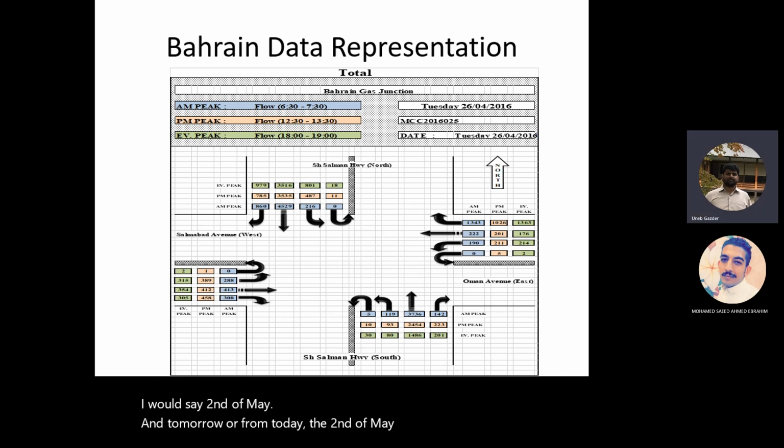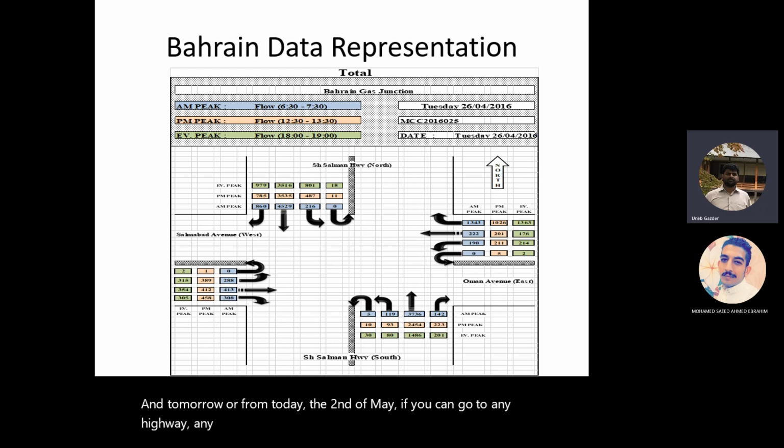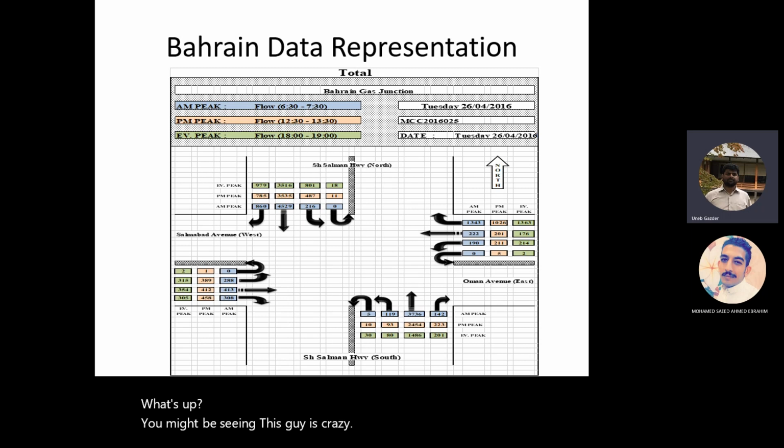If you can go to any highway, any road for 5 minutes, same time every day, you will see a different pattern for traffic. You must be thinking this guy is crazy. Why would we go to a highway during our break? Enough problems at our homes. Anyway, if you do it, you can actually see.